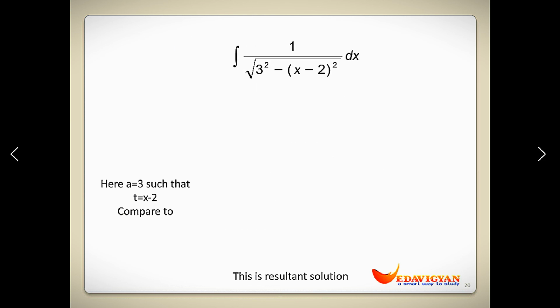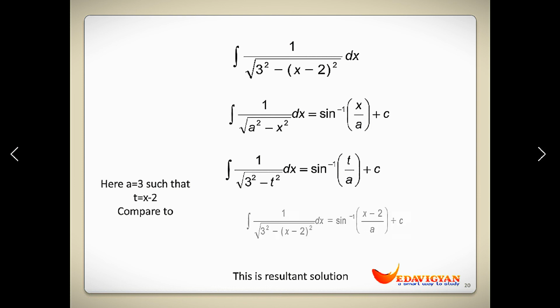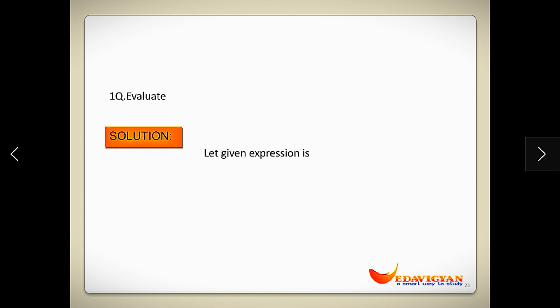Next substitute the same value in the denominator. After getting it, it looks like a standard form, and compared to the standard form, the a value is 3 and the x value is x minus 2. This is the equation: integral 1 by square root of 3 square minus t square dx is equal to sin inverse t by a. Finally replace the t value and substitute, and we get the resultant solution.